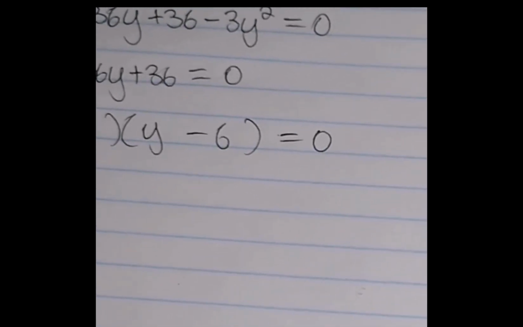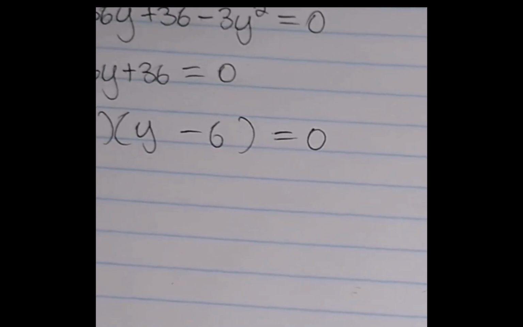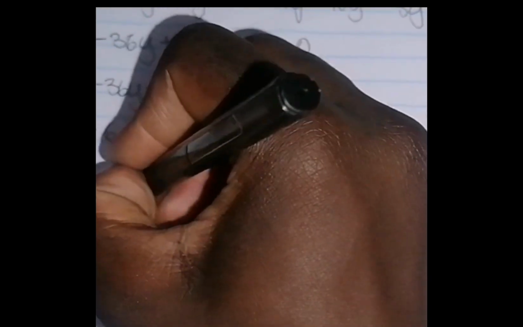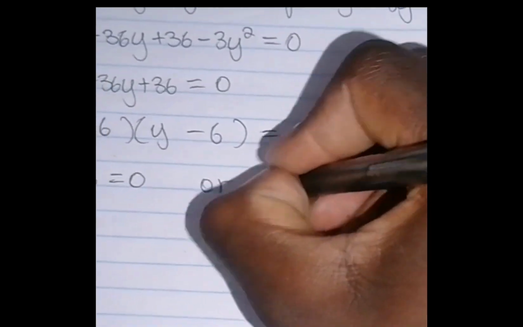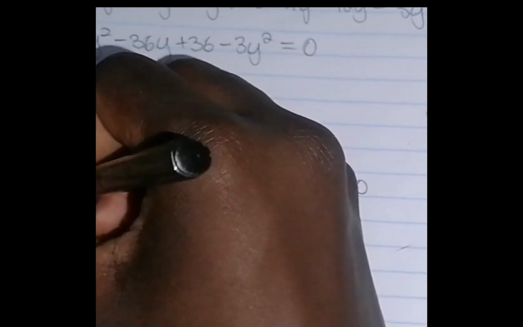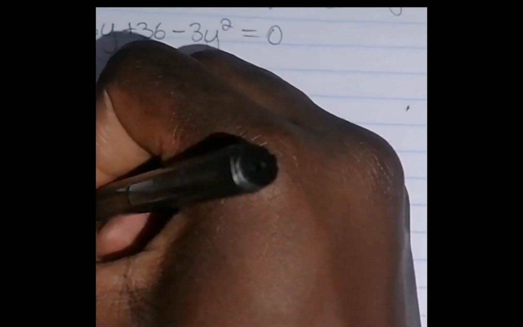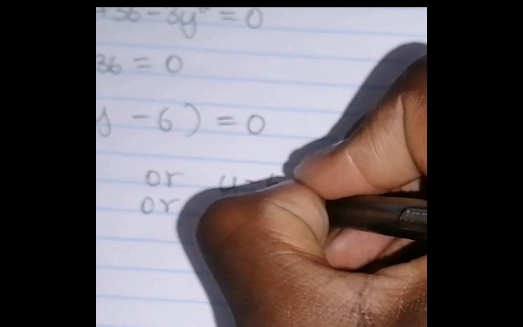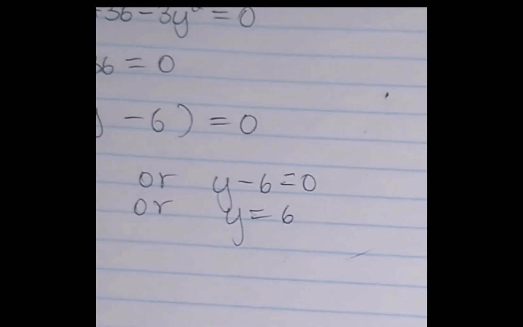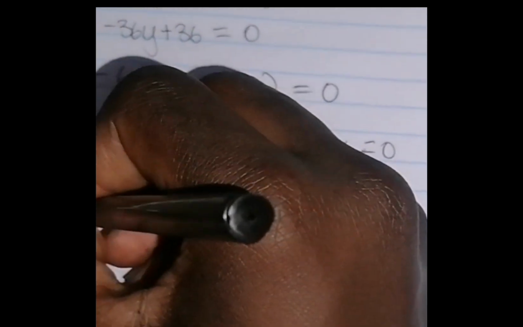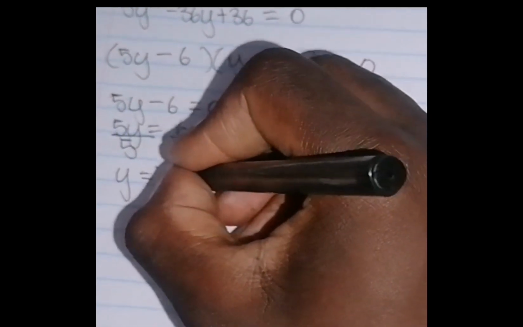Okay, so we'll equate everything to 0. So 5y minus 6 is equal to 0, or y minus 6 is equal to 0. Now 5y is equal to positive 6, or y is equal to positive 6. Now we are done with getting that y value. Now we'll divide by the coefficient of y, which is 5. Now y is equal to 6 over 5.